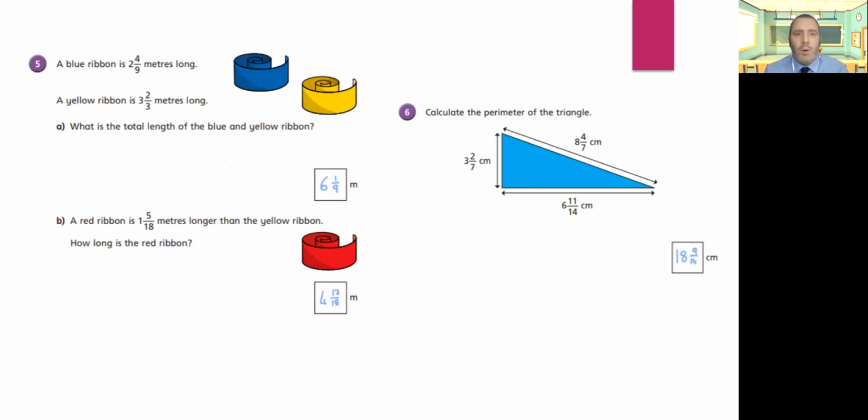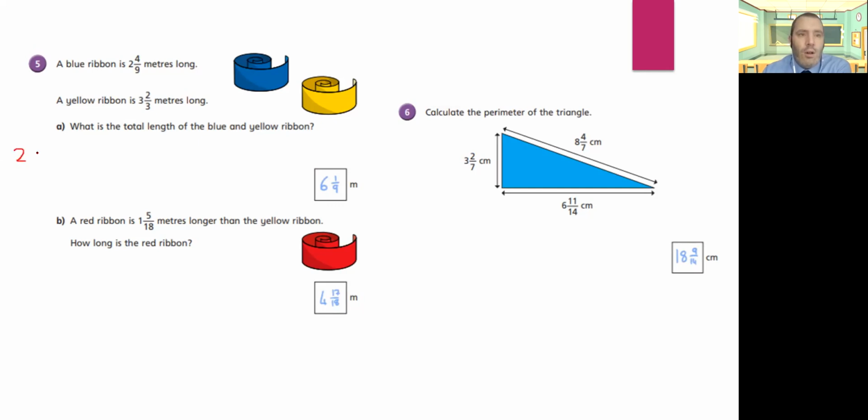So each blue ribbon is 2 meters and 4/9 of a meter long. The yellow ribbon is 3 meters and 2/3 of a meter long. So what is the total length of the yellow and blue ribbon? So we've got the answer here, 6 and 1/9. Just wanted to go through how we got there.